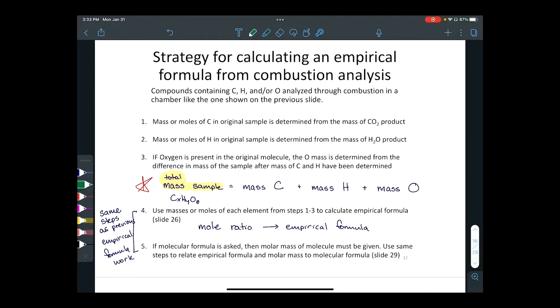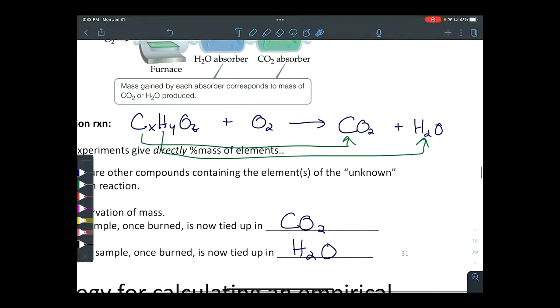Step 3 is the hard part. If oxygen is present in the substance, we need to do something a little bit tricky to get moles of oxygen. And the reasoning is, if we look at this reaction, can we say the same thing? So we said all the carbon goes to CO2. The oxygen in our sample goes to both CO2 and water. And then someone might say, oh, well, if we just add up the mass of oxygen from CO2 and water, can't we get it the same way? But also look at this. When we burn something, we're adding oxygen. So we can't use this direct approach like we can for carbon and hydrogen.